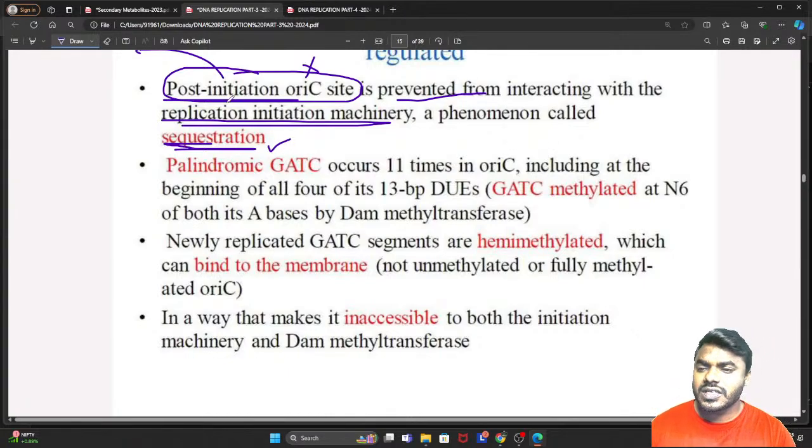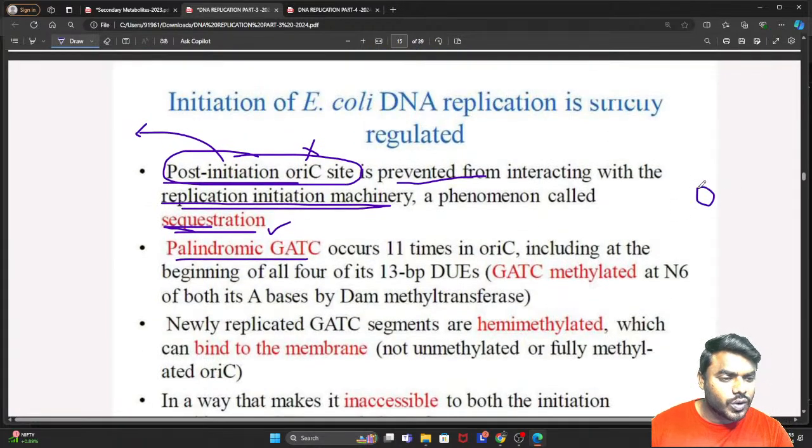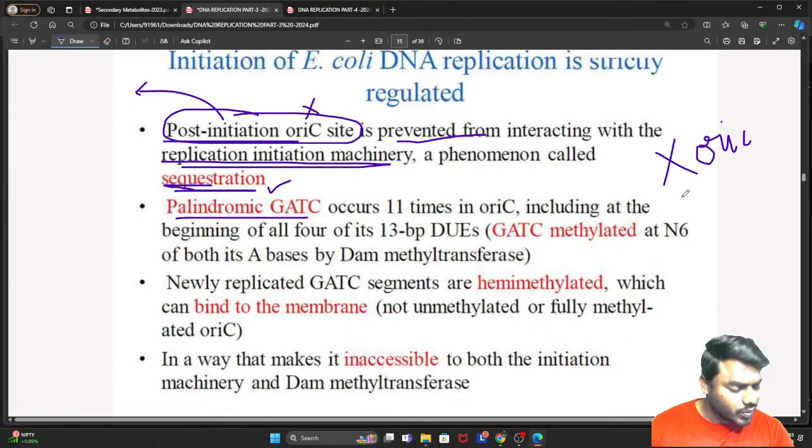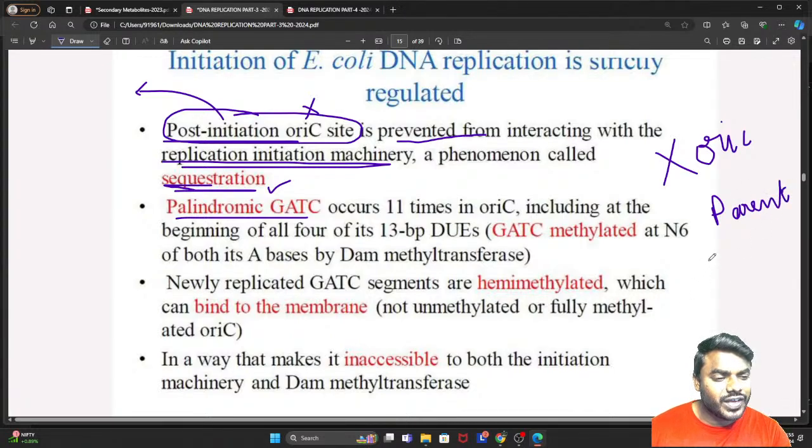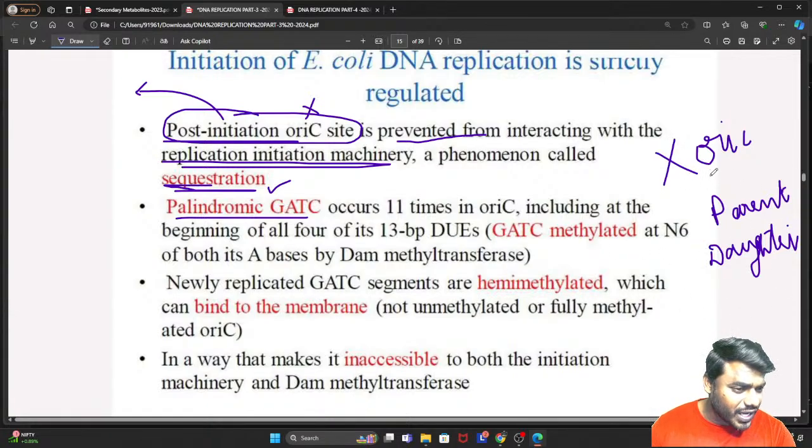What do we call it, friends? This process is called what? Sequestration. There is no point in getting confused over there, and it is easy to understand. Now listen to me very carefully. Palindromic GATC. Now what is my goal? My goal is super clear. I want to block the ORC. Now understand, every student. If I want to block the ORC, one thing is very important. First we have to differentiate which is the parent strand, and which is the daughter strand. Only when we can differentiate between the parent strand and daughter strand, friends, can we block the ORC.